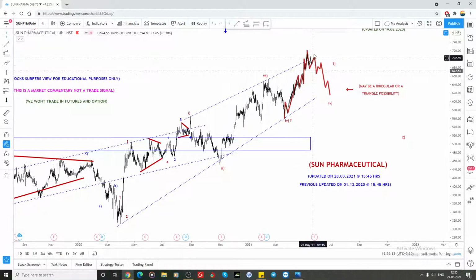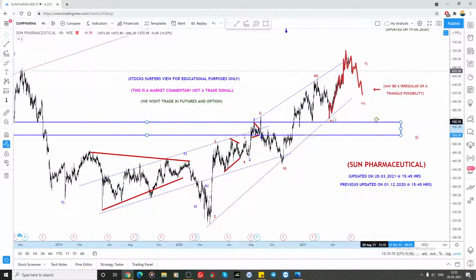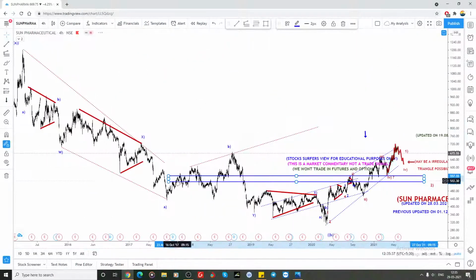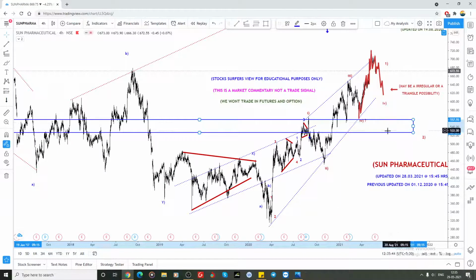So be careful, and if it is making one more new high and there is an aggressive fall, exactly it did the same. So after the 3-way structures only, for the long-term buyers, I'm expecting to reach this zone, the previous consolidation zone and previous support. In this zone, I'm expecting to buy.